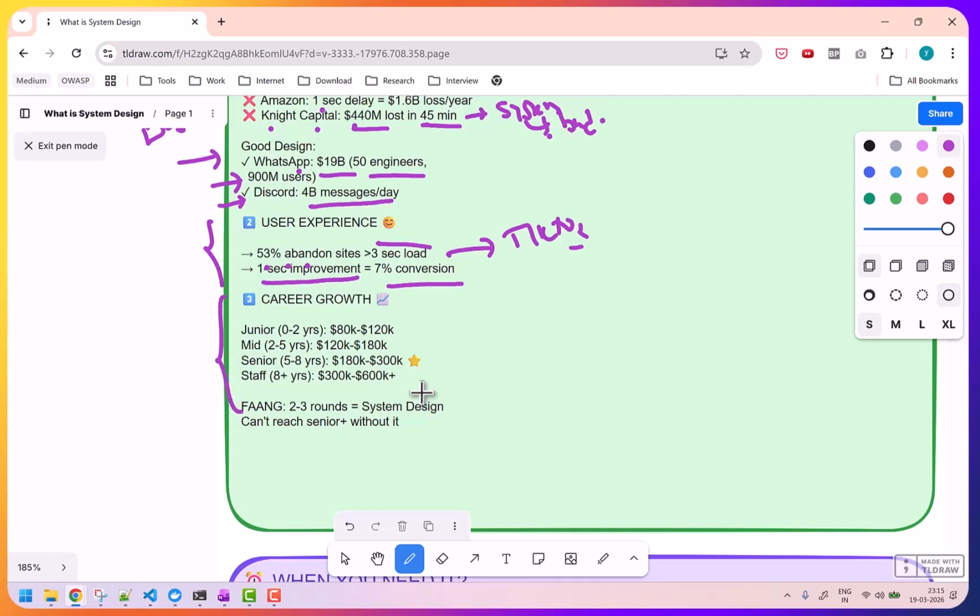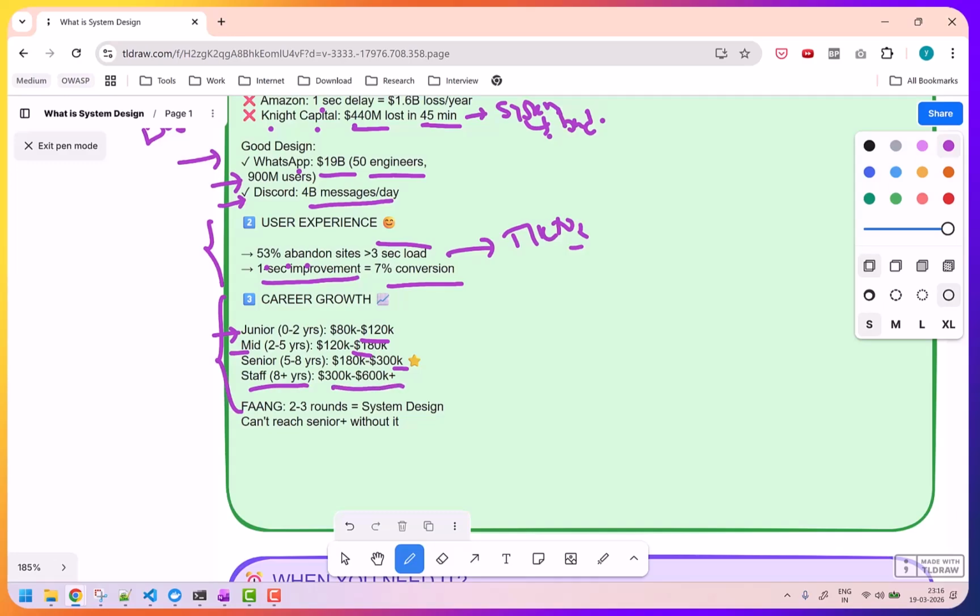And career growth. This is another aspect. So if you are a junior developer, right? Who writes code, implements features, fixes bugs, salary will be around this much. If you are a mid, who writes better code, designs individual features, mentors juniors, salary will be this one. But if you are a senior engineer, 5 to 8 years experience in system design, make architectural decisions, salary will bump up from 180 to $300K, right? And if you are a staff, 8 plus years, then you can see the salary range, right?